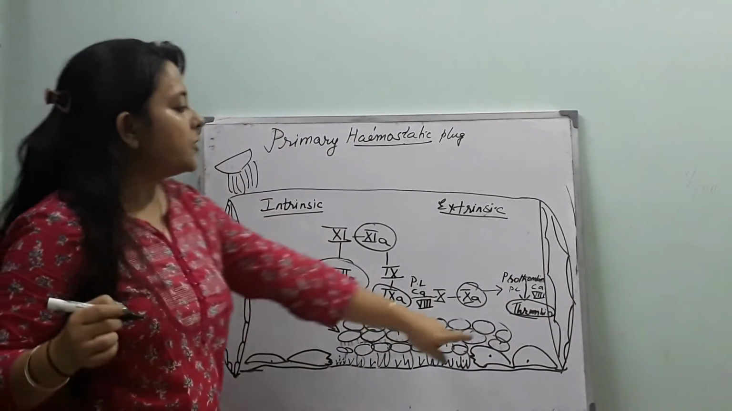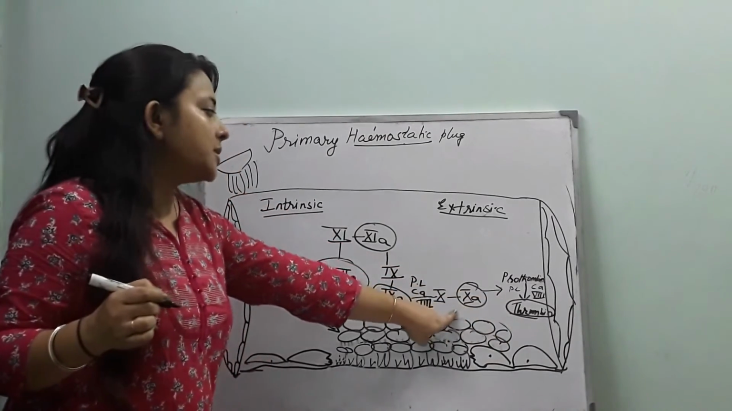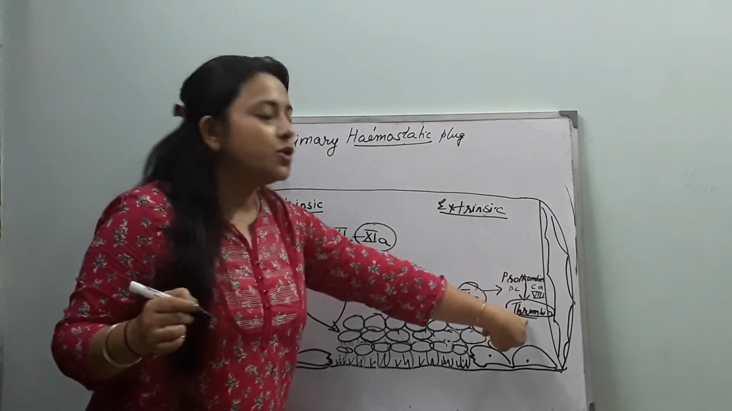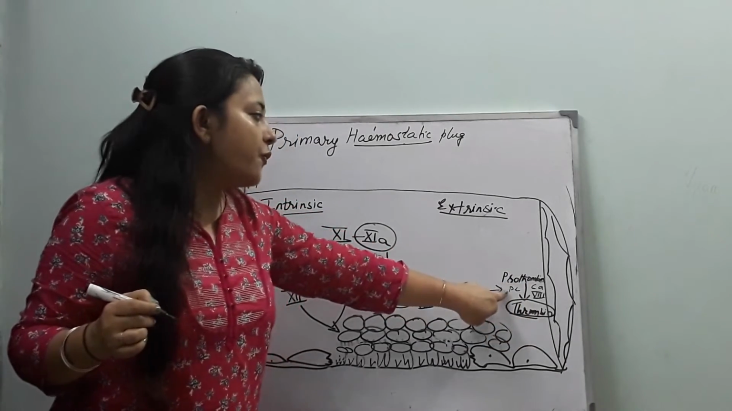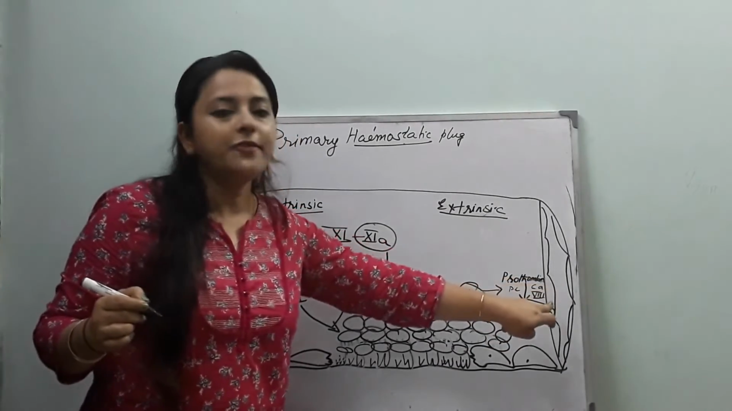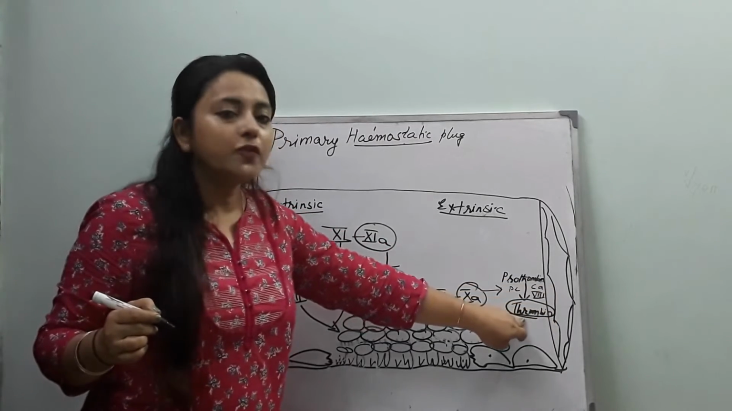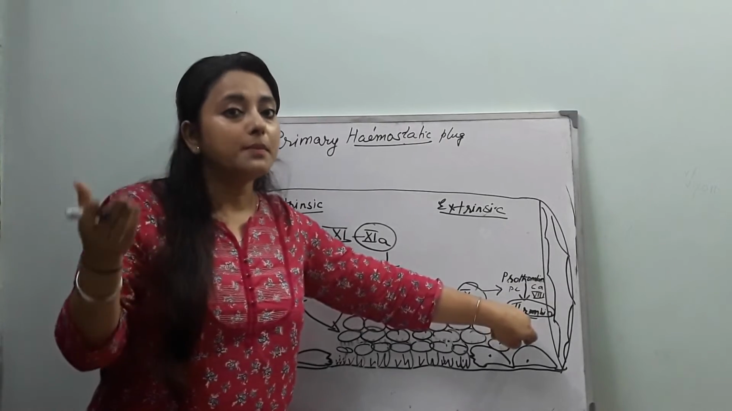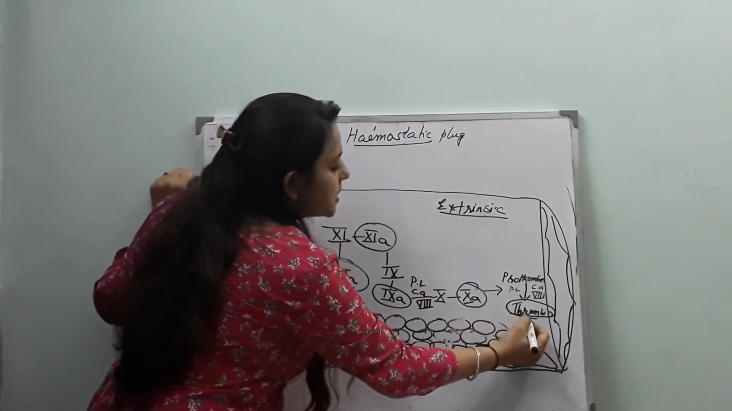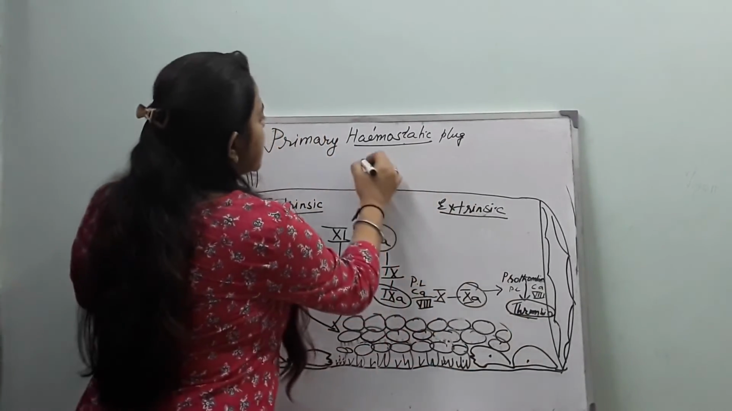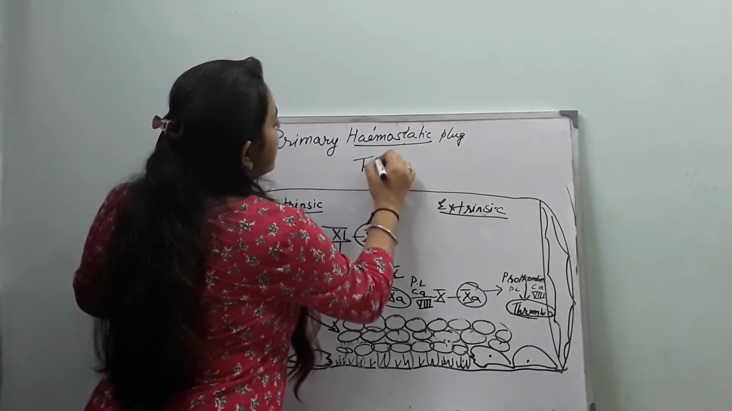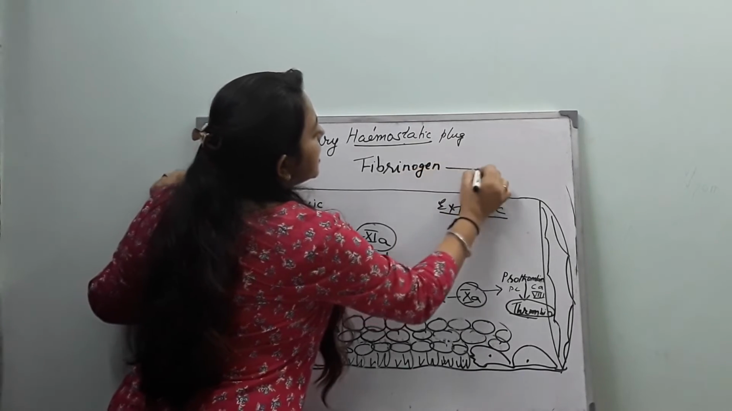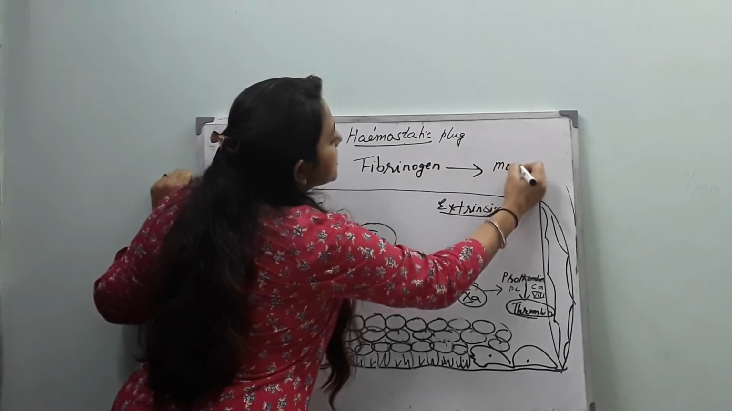Now what is the function of this thrombin? Thrombin converts the fibrinogen into fibrinogen monomers. It converts the fibrinogen into its monomers.